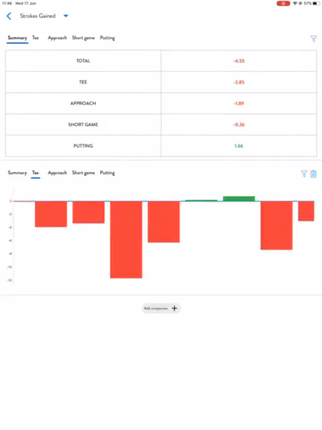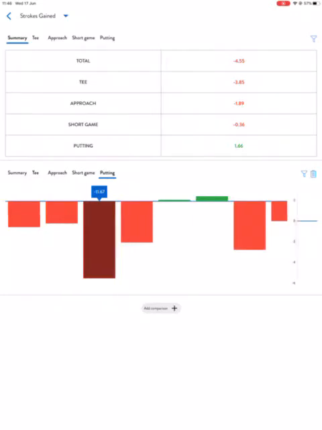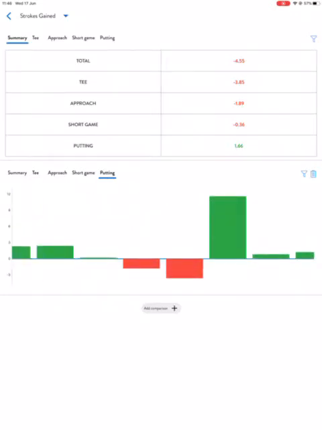If I look at tee shots in detail, I can see that it's quite a constant problem. I'm having a lot of rounds where I'm losing a high number of shots off the tee. For example, I lost 11 strokes in this one round alone. For putting, I can see that it's actually opposite. I'm gaining in quite a lot of those rounds and I'm generally putting really well.